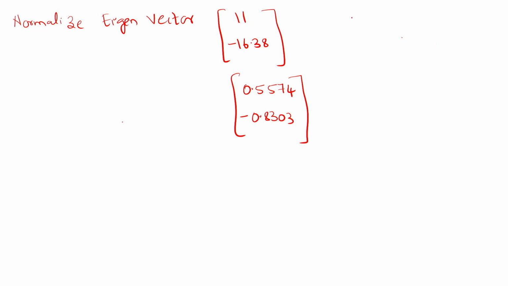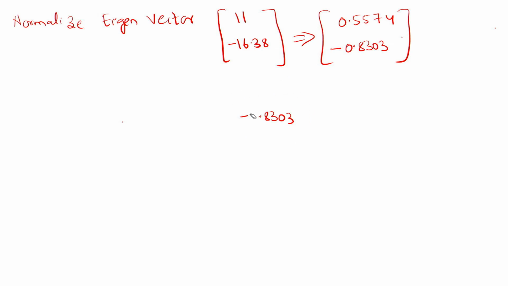What is PCA? We are trying to find the first principal component. If you want the second-level principal component, you have to go for the second eigenvalue: take the second eigenvalue, find its eigenvector and normalize it. So, the normalized eigenvector I write here. We got the values as 0.5574 and minus 0.8303. These are the normalized eigenvectors.